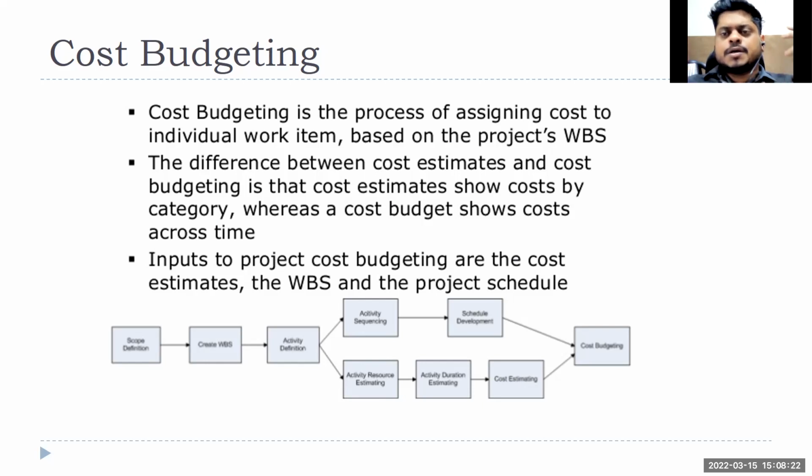Estimation will show that, okay, piling work is 20 crores of work, fabrication work is 80 crores of work, right? Work package wise, it will show what the cost is. But the budget will tell what the requirement of money is for each month, each quarter, right?